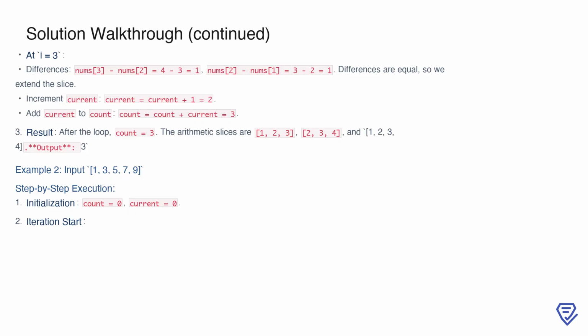This means that by the end of the loop, we have identified 3 arithmetic slices: [1, 2, 3], [2, 3, 4], and [1, 2, 3, 4]. Thus, the output for this example is 3.